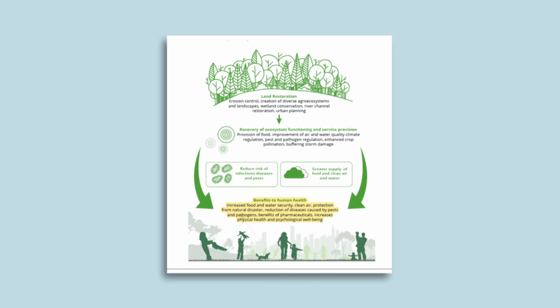Thus, in our human health, your food security and water security will increase because of the health of your ecosystem. You will get clean air and protection from natural disaster, then reduction of diseases caused by pests and pathogens, and benefits of pharmaceuticals, in a traditional way, that varieties of medicinal plants will be available, and increased physical health and psychological well-being.